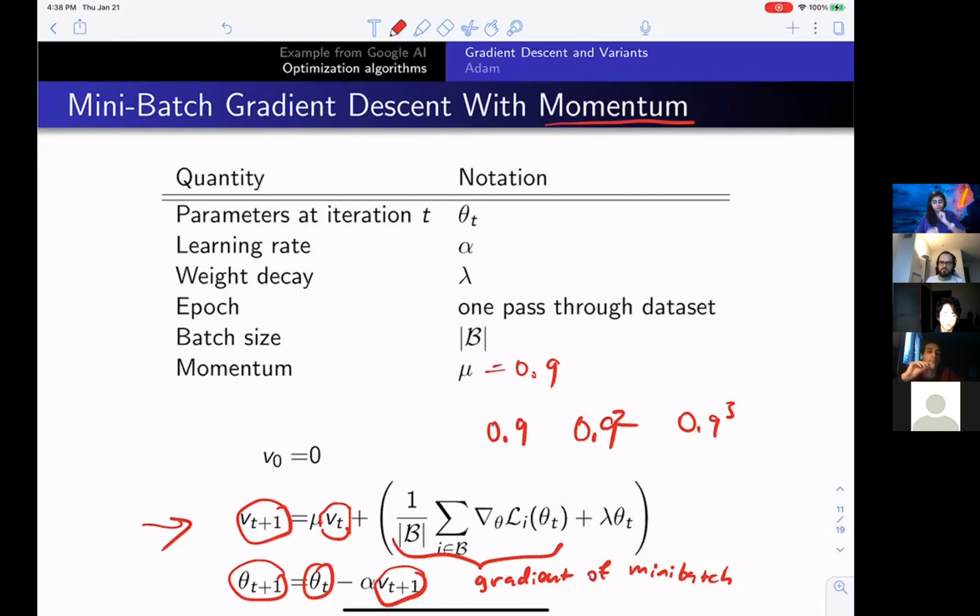Yeah, the mu has to be positive and less than 1 in absolute value. Yes, that is correct. And in practice, people just set it to be 0.9.